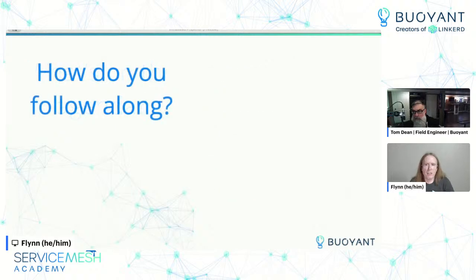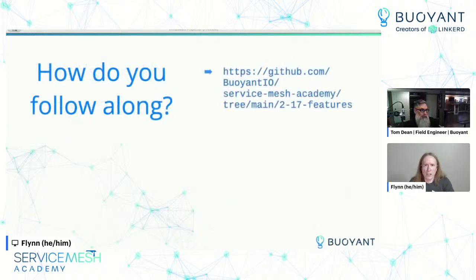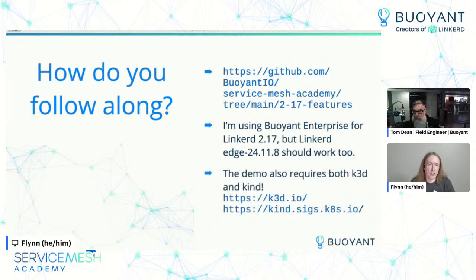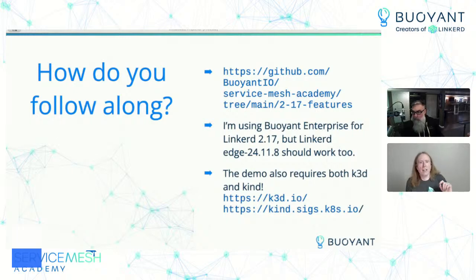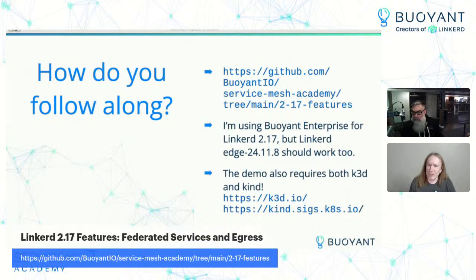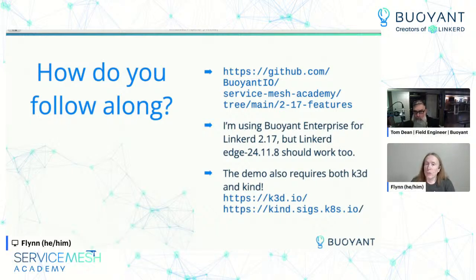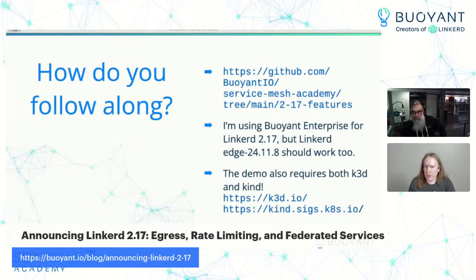And what you will need to follow along, first off, here's the link to the source. You can go and take a look at it. I am using Buoyant Enterprise for Linkerd 2.17. You are encouraged to use Buoyant Enterprise for Linkerd 2.17 as well. If you want to stick with pure open source, Linkerd Edge 24.11.8 should be just fine for everything I'm showing here. This demo is a little bit weird. I'm using both K3D and kind to just show off that the cluster that you're using doesn't really matter. I should probably also have added a link to Cattle Patrol because I'm using that one in here a little bit as well.